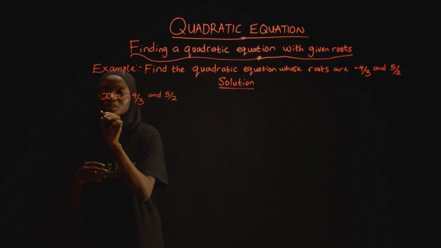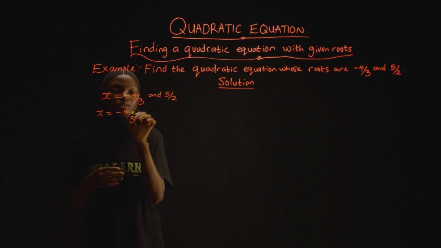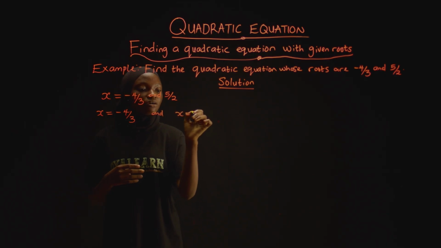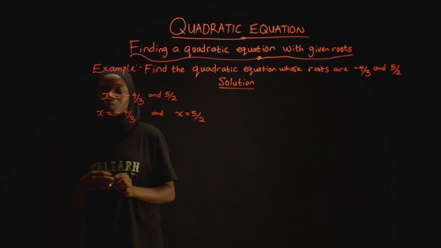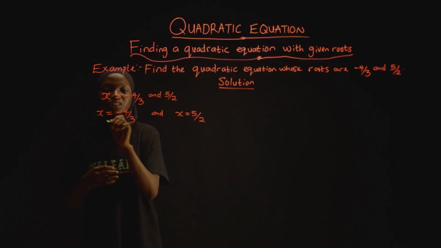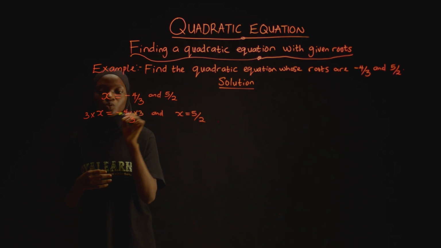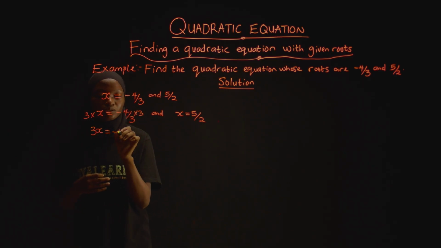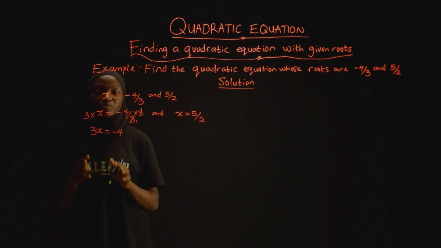We split it: x equals -4/3, and x equals 5/2. Then we work back to give us a simple equation. Here we multiply both sides by 3. So we have 3x equals -4, because 3 goes into 3 once, and -4 times 1 is -4.